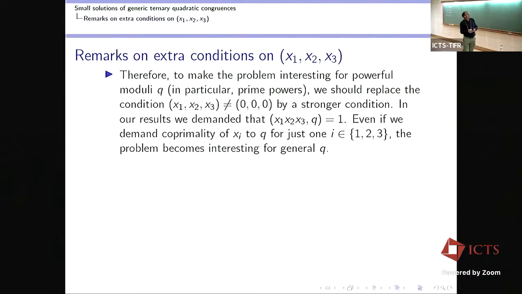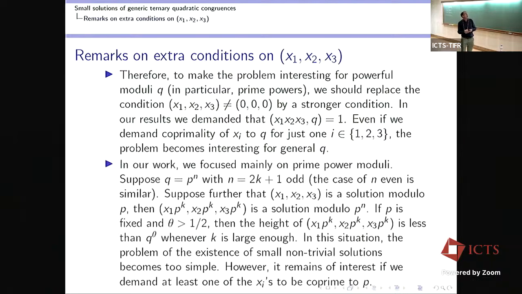So in particular, yeah, so that's the reason why we actually make this assumption. The variables to be co-prime to the modulus. So in particular, when you look at prime powers, as we did, let's take q equals p to the n, where n is odd. Then you can write, assume also that x1, x2, x3 is a solution modulo p. Then this is a solution modulo p to the n of the congruence.